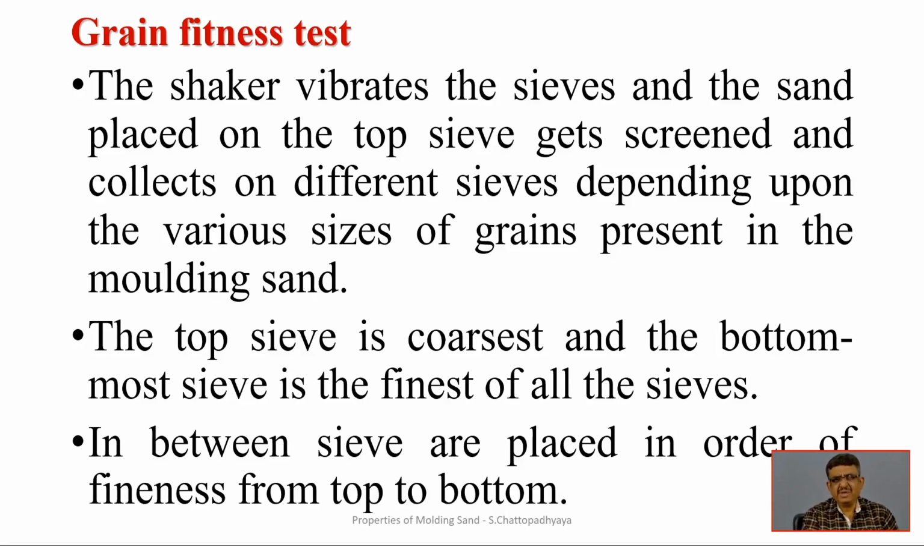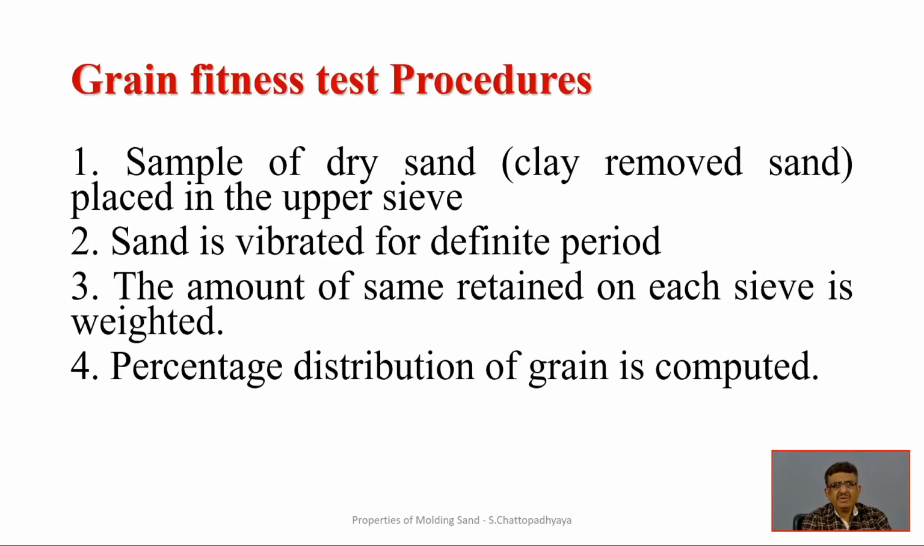The sieves are placed in order of fineness from top to bottom. The top will be very coarse, and if you go through multiple sieves in terms of elimination, then we can come out with the right kind of product at the end, in the last container with those meshes. So, the grain fineness test is also another standardized test.